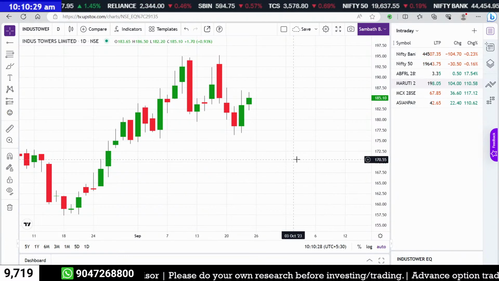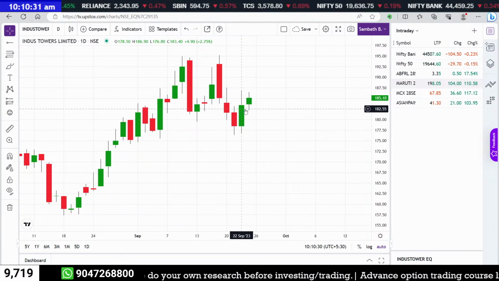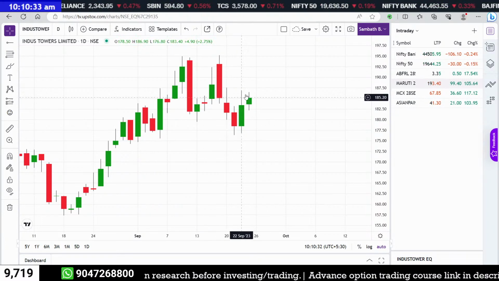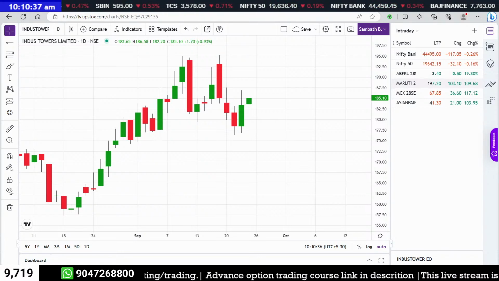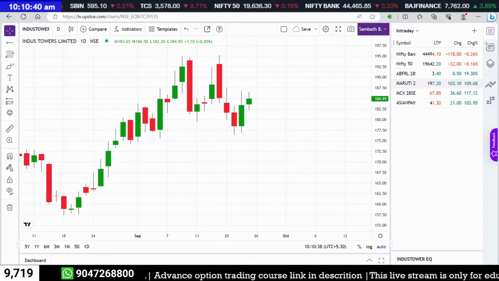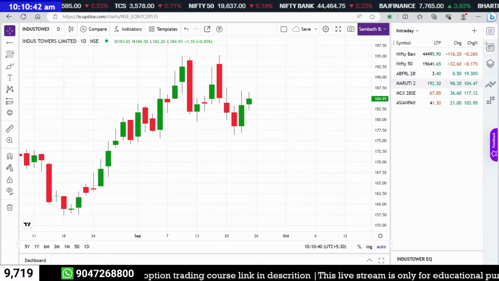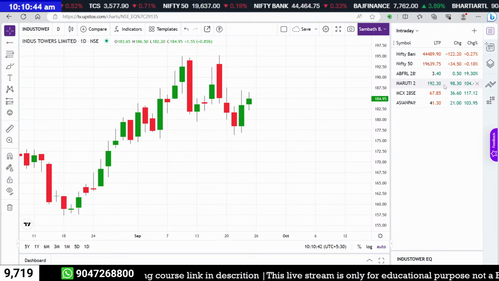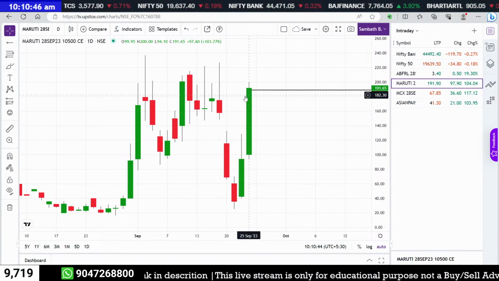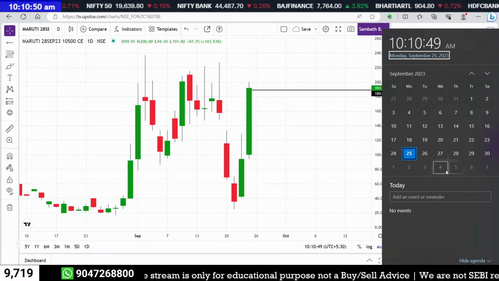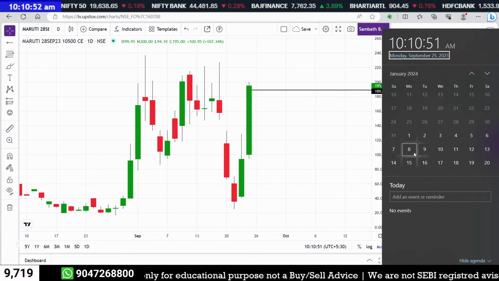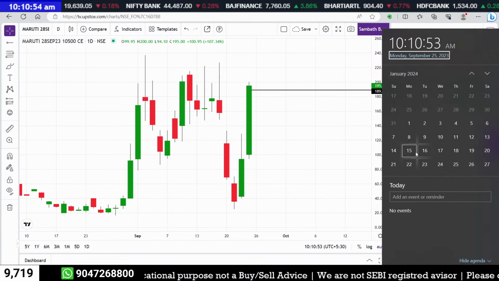But it is inside the previous day's range, so there is no such big move seen. So you should wait and only focus above the level. But as of now, there is no such opportunity. Maruti is now 192, 200 is the day high. So 192, 193, 200 it made a high. So that is also slightly moving. These are all the three opportunities which we found based on our scanner.